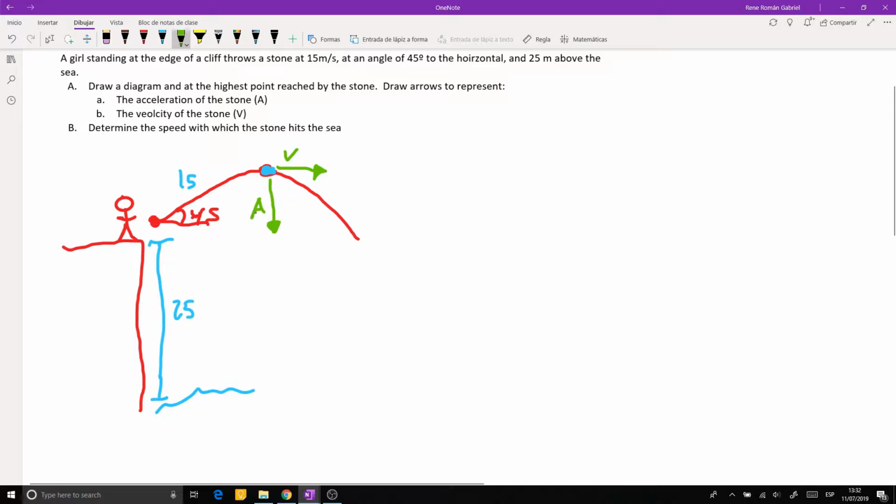So this would be the diagram, and then they ask us to determine the speed at which the stone hits the sea. So here, what we have to do first is, at the beginning of the throw, figure out its vertical velocity. So here we have this triangle, and the first thing they tell us is this is 15, and we've got to figure out what this is.